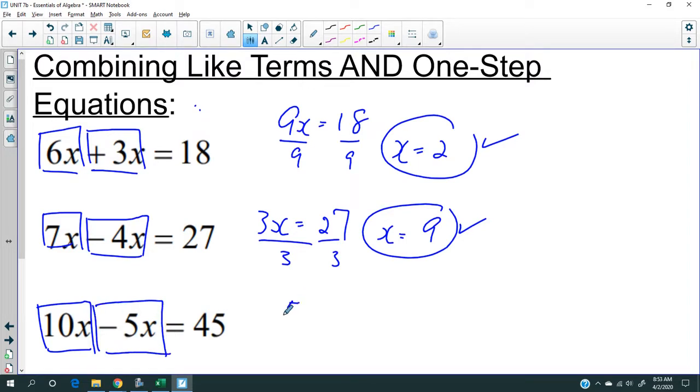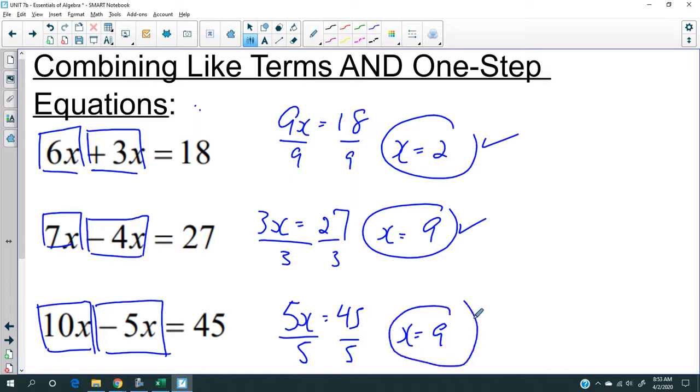10x minus 5x is 5x equals 45, right? Divide both sides by 5. x is 9. Okay, that's it. All right, moving on.